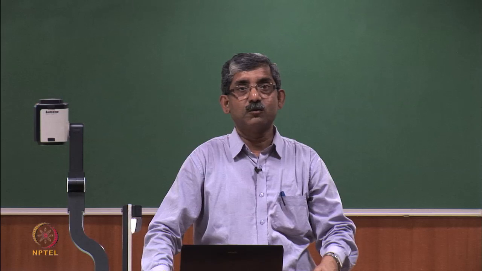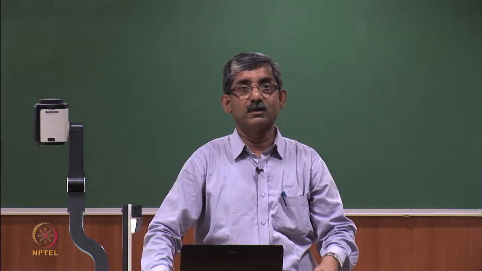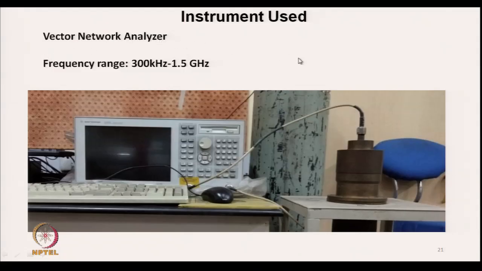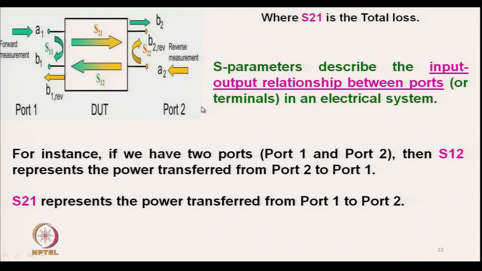Now, the instrument which is normally used is a vector network analyzer. This instrument is used for measuring the shielding effectiveness of textile material also. It works in the frequency range of 300 kilohertz to 1.5 gigahertz. So, first let us try to understand what an S parameter is.